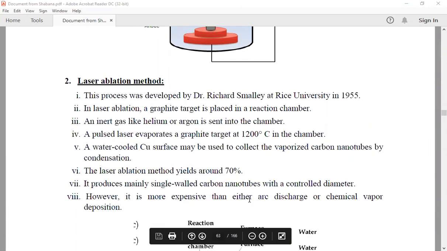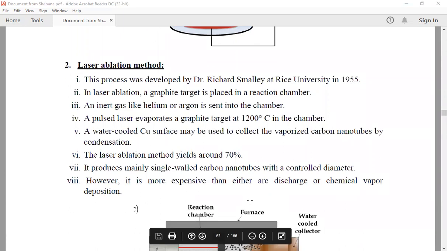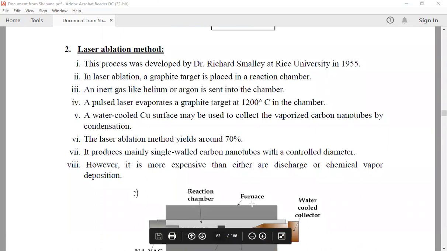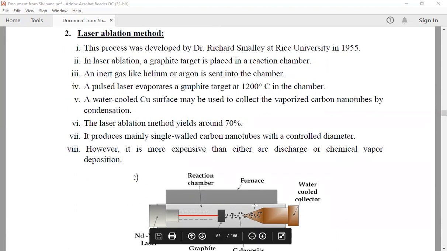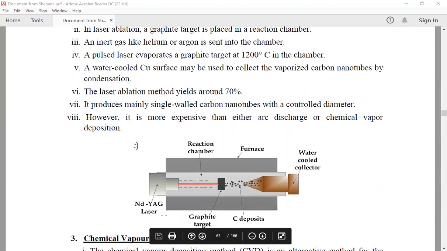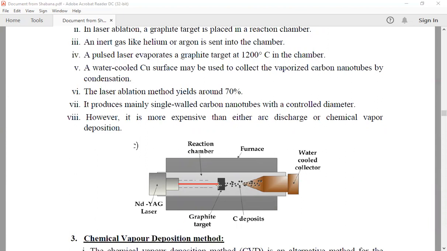Next, coming to the second method, which is known as the laser ablation method. This method was first developed by Dr. Richard Smalley at Rice University, USA in the year 1995. In this process, here this is the construction. In this process, the pulsed laser vaporizes the graphite target. This is a graphite target in a high temperature reactor.